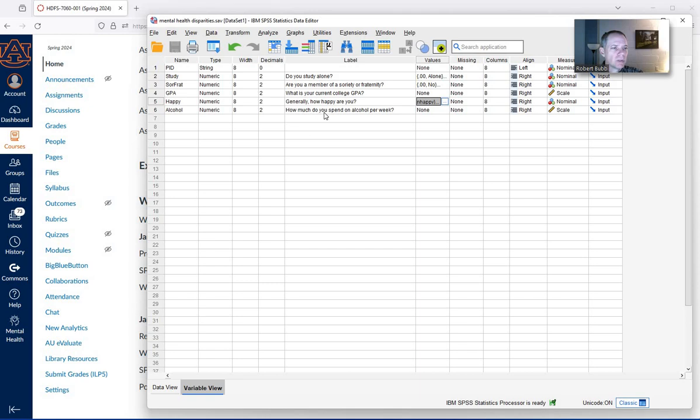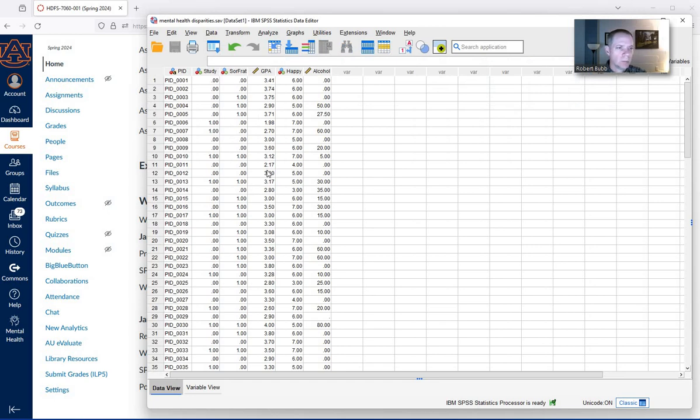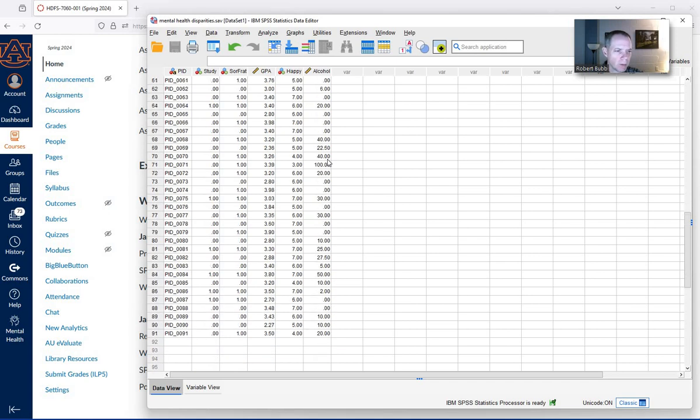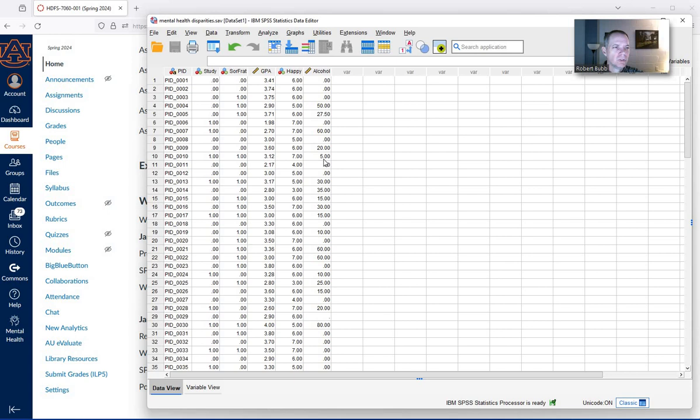And then that last question is, how much do you spend on alcohol per week? And this is just an open-ended response where they indicate the dollar amount. So we have some people spending $80, some people spending $5, right? It's going to vary depending on the particular student. I think the highest amount is $100 per week on alcohol. So just get an indicator how much money is being spent on alcohol.